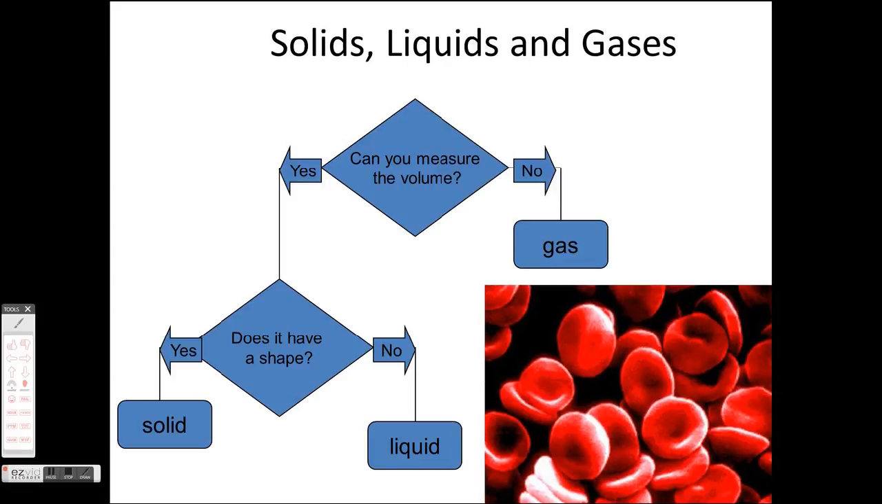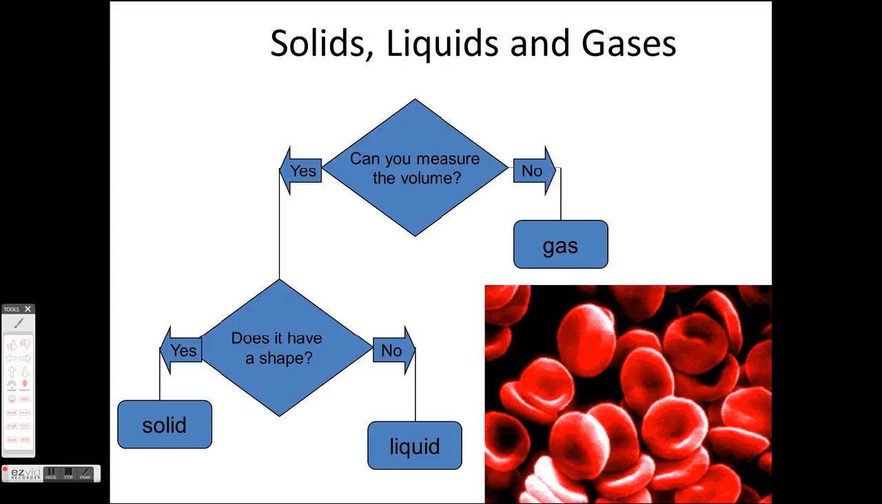Now this one's really interesting. These are red blood cells. These are flowing through your veins. They're really important for keeping your body working by sending oxygen all over your body. These red blood cells flow through veins. They have a volume. You could measure the volume of them. But do they have a specific shape?